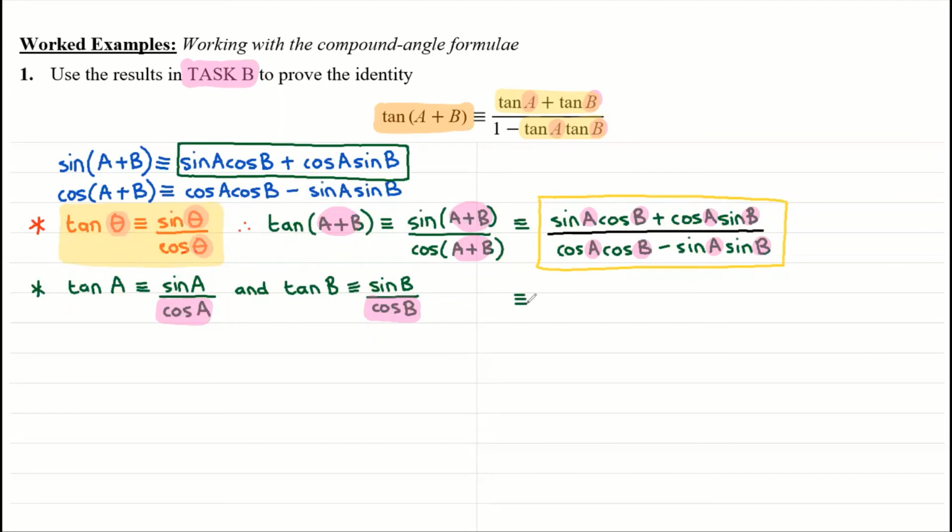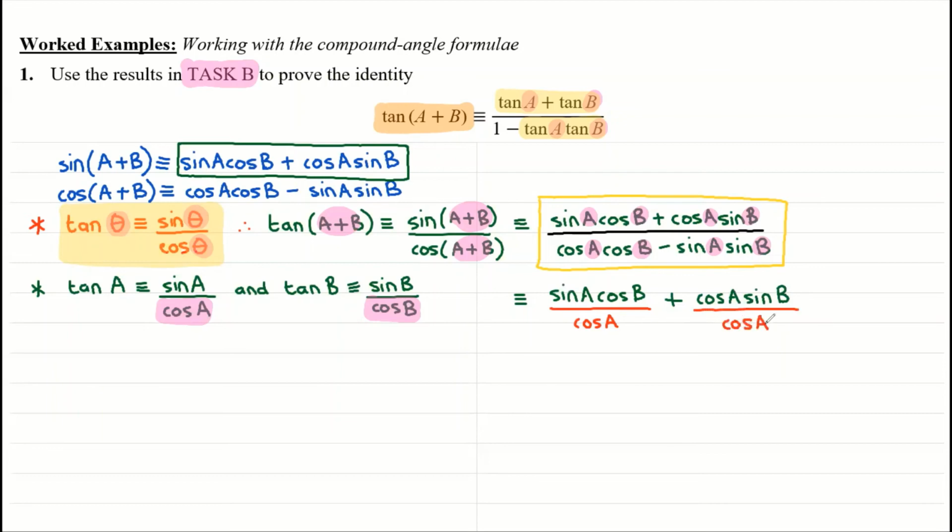So every term, in order to keep the fraction in the same proportion, we're going to have to divide every term by cos A. Right, so let's do that. So we're going to have sine A cos B, but now I'm going to divide that by cos A. And in the second term in the numerator, I'm going to have cos A sine B divided by cos A.